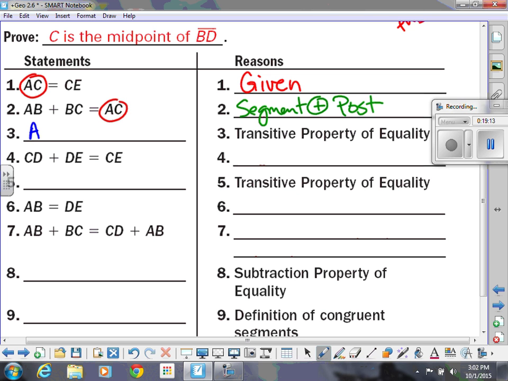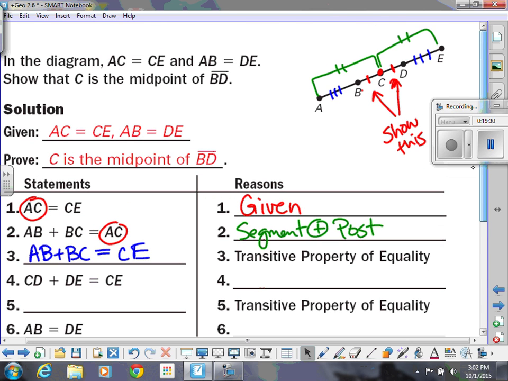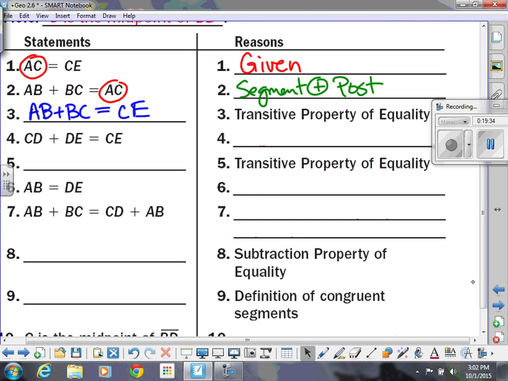AB plus BC is equal to CE. That's the transitive property. All right, so we have another new equation with two things added together. And again, if you check back in the diagram, that's this second green segment that is made up of the two smaller segments. So this would also be segment addition postulate.